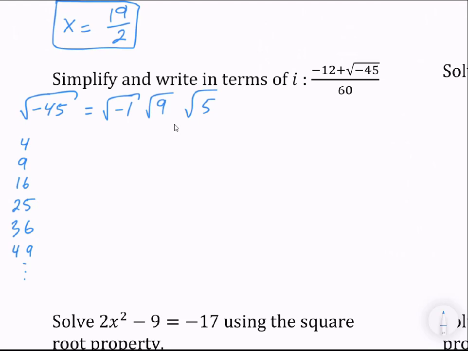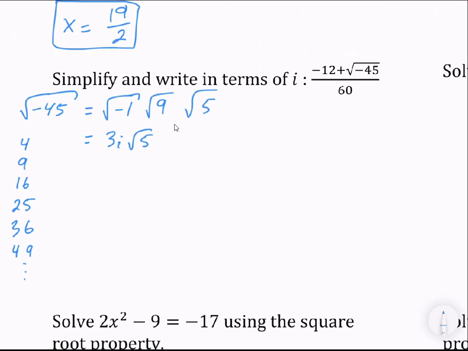9 times 5. So that means that this square root becomes 3i square root of 5. 3 because it's the square root of 9, i because it's the square root of negative 1, and then square root of 5 because that's what we have left. We can't actually simplify that part. Now this, as far as we're concerned, was scratch work.